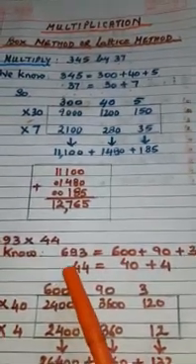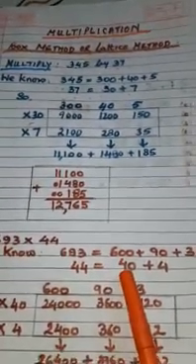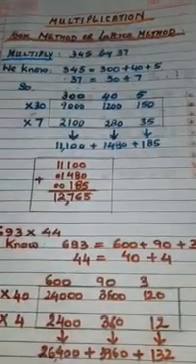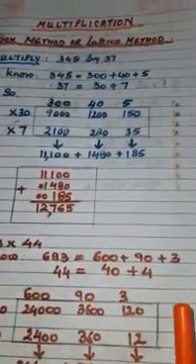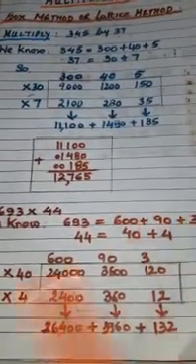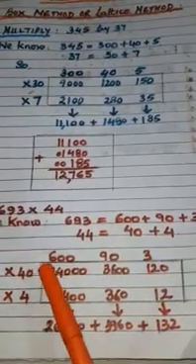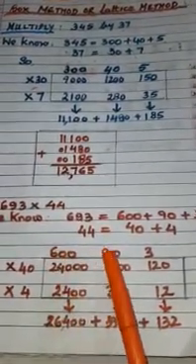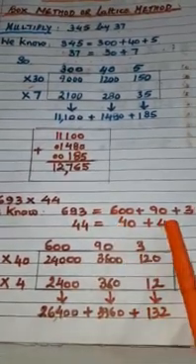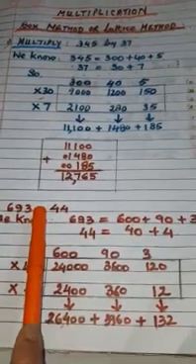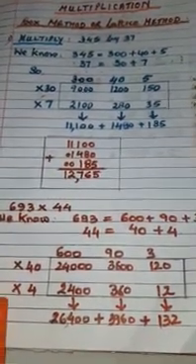So 4 into 10, I have written 40, and 4 into 1, I have written 4. 4 ones are 4. So what I told in the next, when we write these numbers, we don't use this plus sign. We only write the expanded form without plus sign, like this: 690 and 3. And these numbers we write in a column. And since this is a multiplication sign, I have written a multiplication sign.